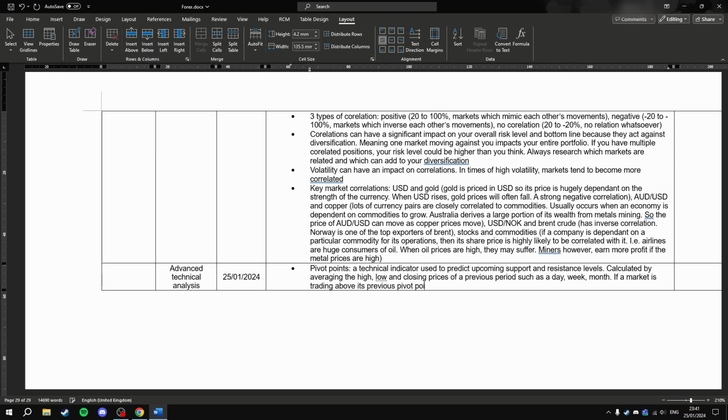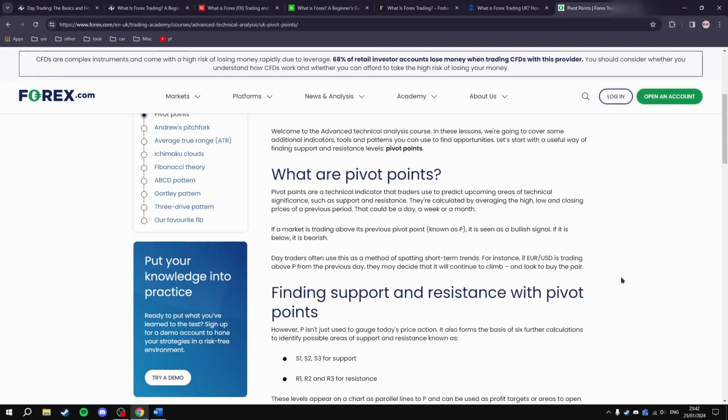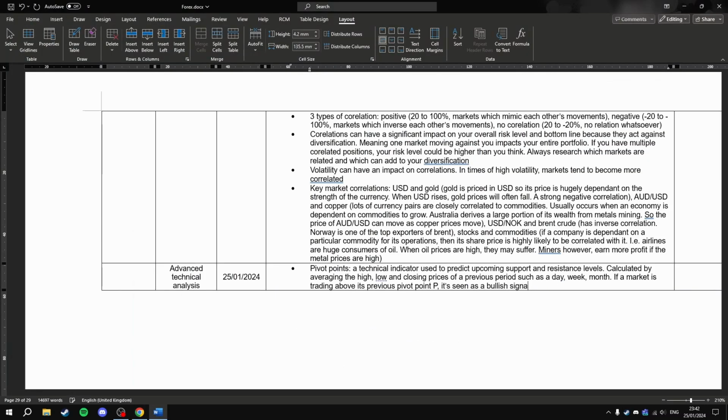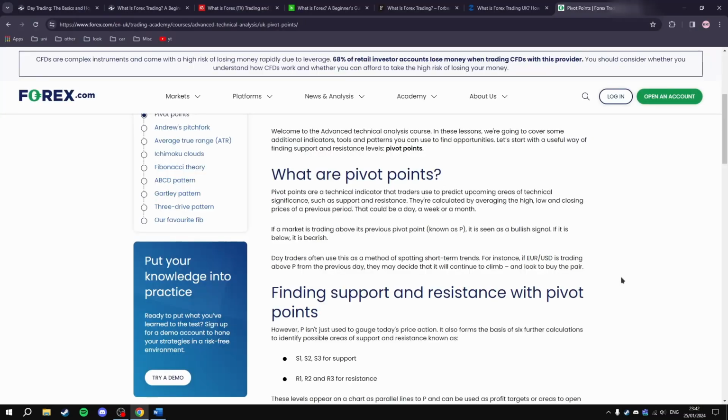Pivot point P. If the price is above it, it's seen as a bullish signal. If it's below, it's bearish. Day traders often use this as a method of spotting short-term trends. For instance, if EUR/USD is trading above P from the previous day, they may decide that it will continue to climb and look to buy the pair.